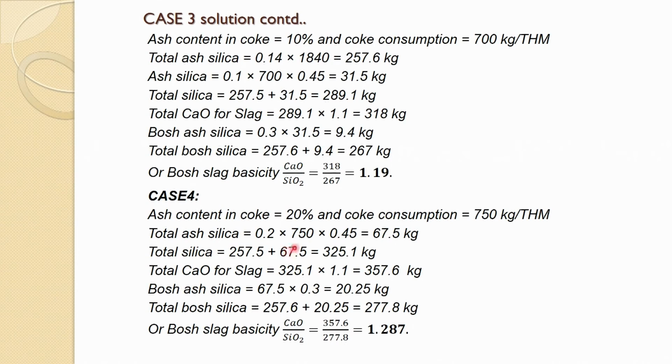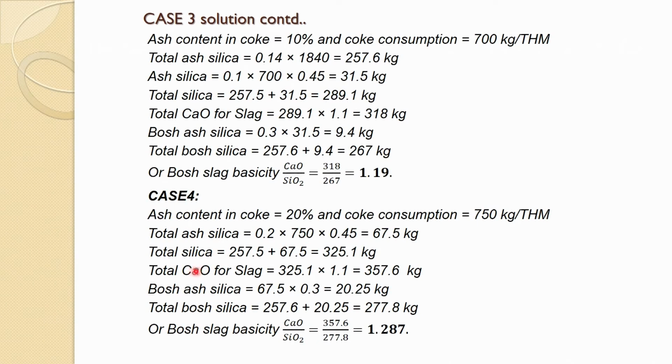Now, because this is a substantial increase, 30% of it goes to the Bosh. So, 67.5 and 30% means 20.25 only. So, total Bosh silica is 257.6 plus 20.25, which gives you 277.85. However, our final slag basicity is still the same, 1.1.